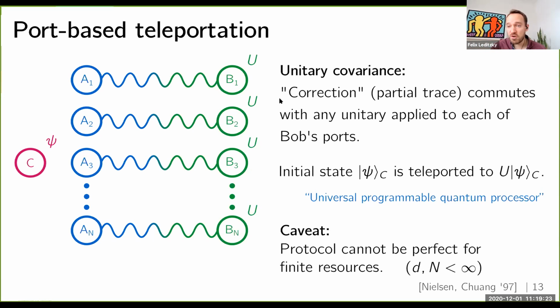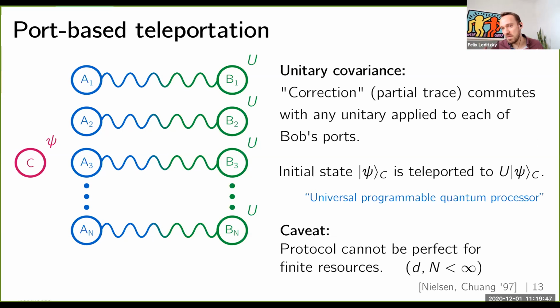And he can do this before the protocol. And then when they run through the normal protocol, what they will actually teleport is not the state psi of the qubit C, but the processed state psi, processed by this unitary U. And in the literature, this has been called a universal programmable quantum processor, because it allows you to implement an arbitrary unitary on your teleported state.